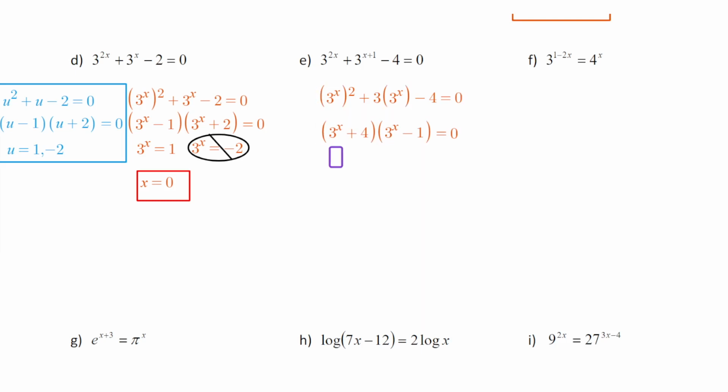Now I can set each one of these equal to 0 and solve them if they can be solved. A lot of times you get equations that actually cannot be solved. So here I have 3 to the x plus 4 equals 0, or 3 to the x minus 1 equals 0. So 3 to the x is going to be negative 4 in this case, and we can tell that is not going to work out. Over here, if we add 1, we get 3 to the x equals 1.